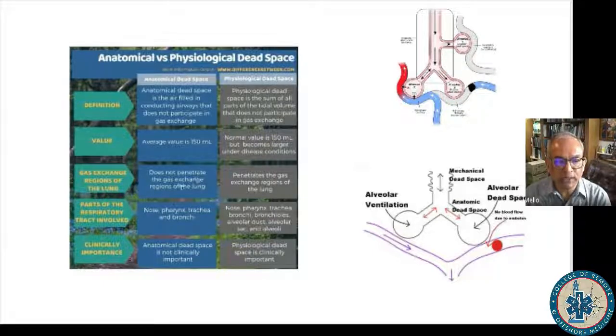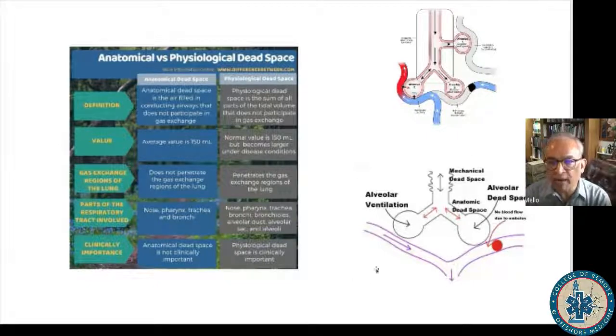Anatomical dead space does not involve the gas exchange regions of the lung, but the physiological dead space penetrates the gas exchange regions of the lungs that are not being aerated or supplied by blood. So anatomical dead space is not clinically important, but physiological dead space is very important because this is a result of a disease process.